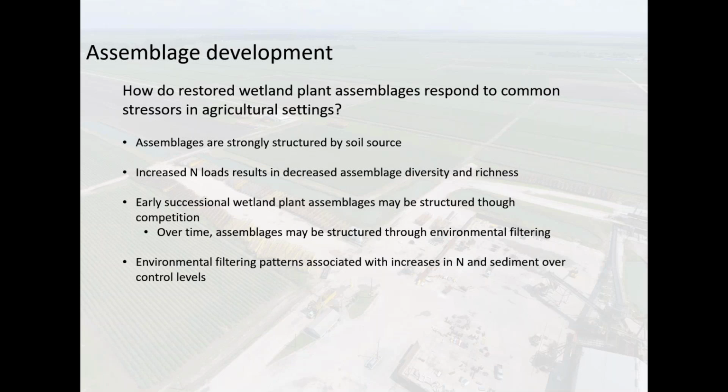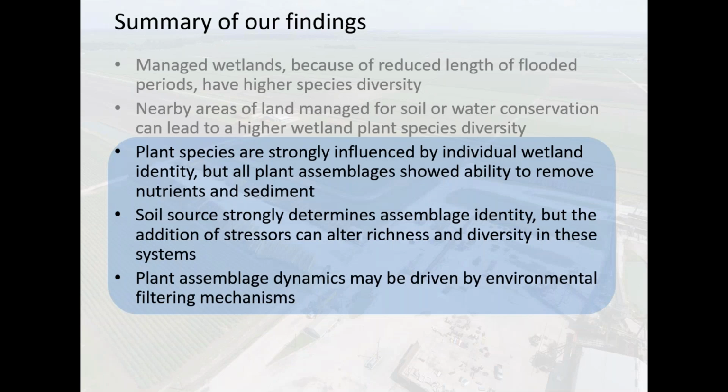So what we see from this, the take-home message is that assemblages are strongly structured by our soil source, and that increased nitrogen loads result in decreased assemblage diversity and richness, and early succession of wetland plant assemblages may in fact be structured through competition, but over time we see that potentially more environmental filtering processes could influence the assemblage dynamics in these systems. And then finally, environmental filtering patterns associated with increases in nitrogen and sediment over our control levels could be impacting these systems as well.